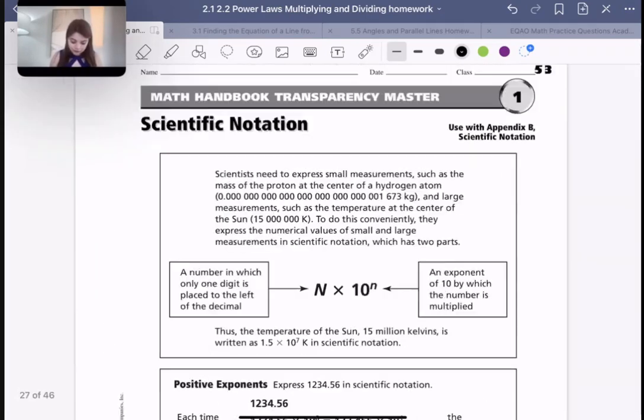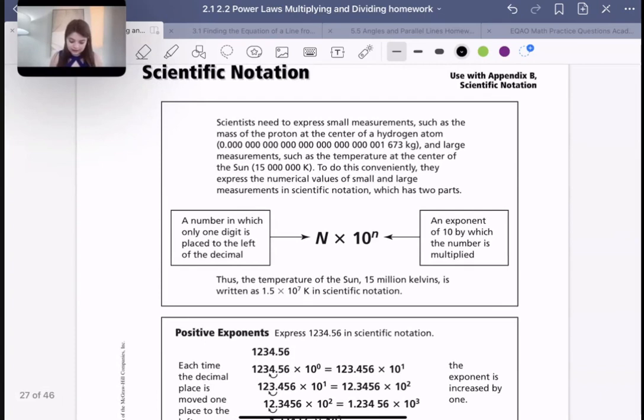So, basically, scientists need to express small measurements, such as the mass of a proton at the center of a hydrogen atom, which is 0.000000000000000000000000001 kilograms, and large measurements such as temperature at the center of the sun, 15 million kelvins.